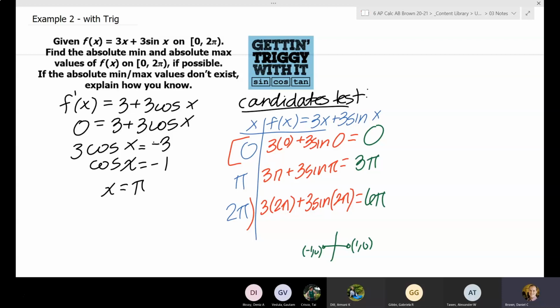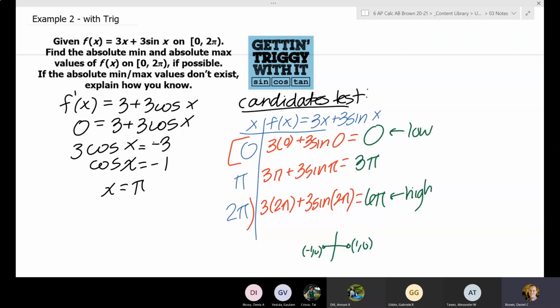But this one, we take the derivative, set it equal to 0. We have 1 critical point from 0 to 2 pi. So in my candidates test, I have the endpoints and pi. 0 is included, 2 pi is not included. Maybe that's important to pay attention to. And then we just want to plug it into the original function. In green, we see those are the y values. The lowest value I see is 0, and the highest value I see is 6 pi.